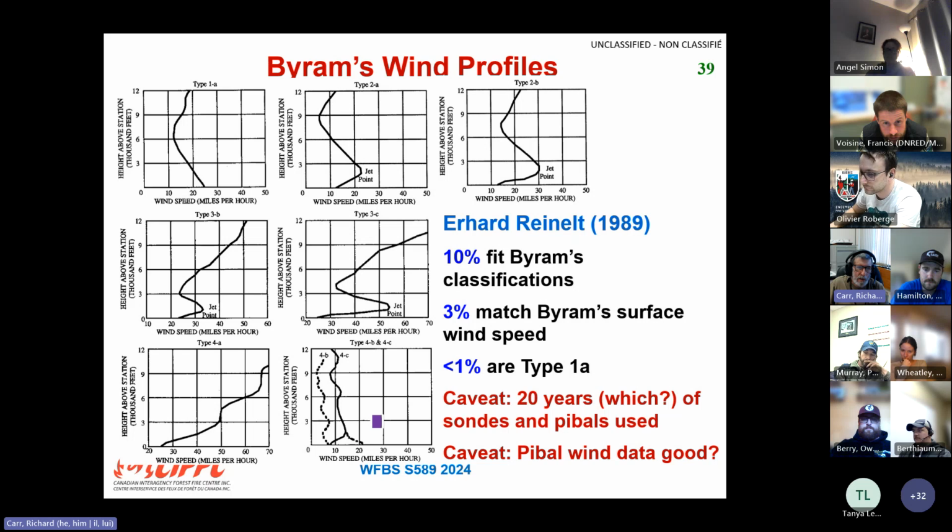4B and 4C, well, we've got pretty steady winds. There may be a bit of variation right at the surface, but once you get up above the surface, it really stays pretty steady as you go up through the atmosphere.